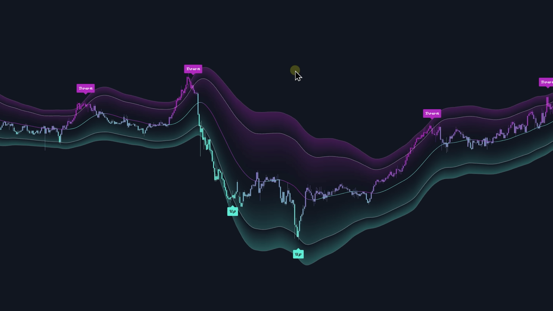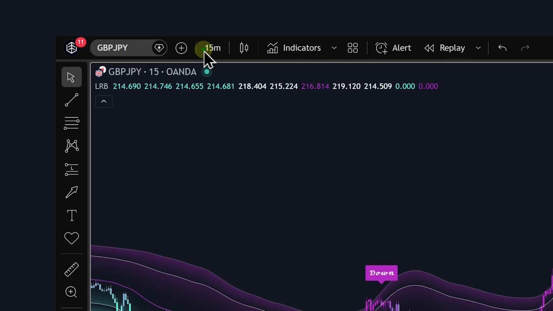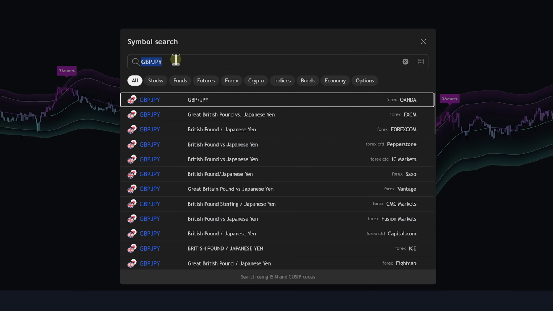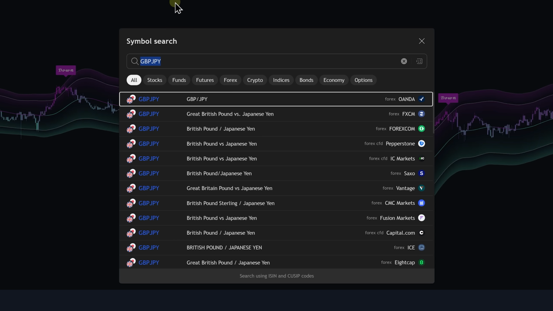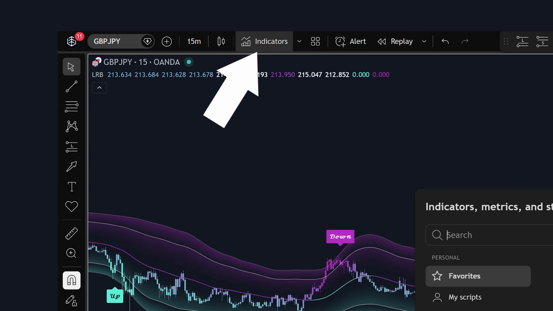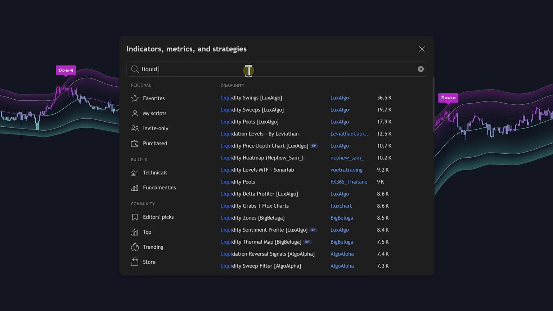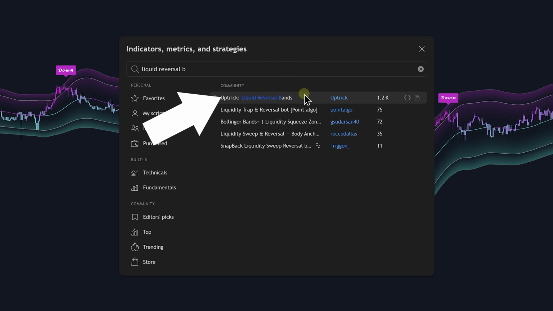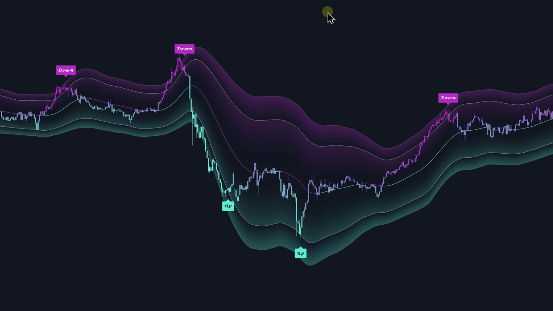Once you've done that, you want to open the 15-minute time frame of GBP/JPY, but remember, this strategy can actually work on any trading security and on any time frame. After that, click on indicators and type in liquid reversal bands, and you want to select this one by Uptrick. Once added, this is how it's gonna look.